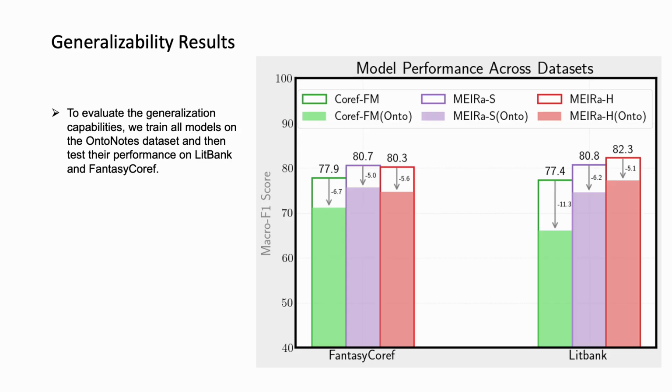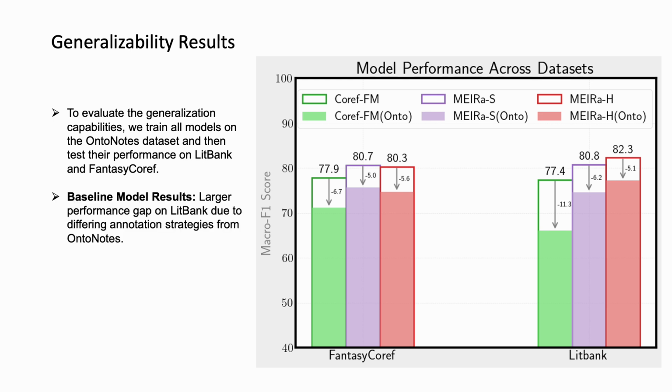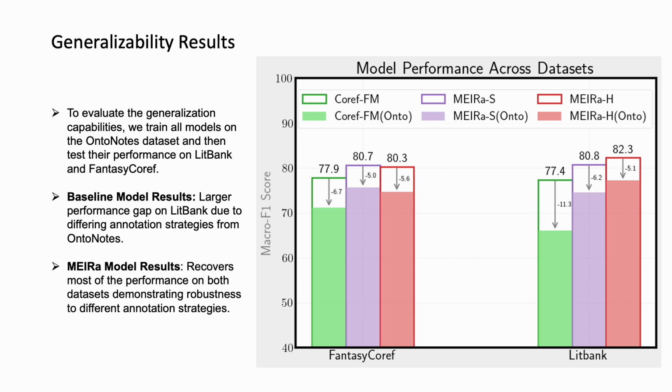To evaluate the generalizability of MIRA models, we compare their in-domain and out-of-domain performance. Towards this, we train all models on the OntoNotes dataset and then test their performance on LitBank and Fantasy Coref. The baseline models have a larger performance gap on LitBank due to their differing annotation strategies from OntoNotes. However, the MIRA models recover most of the performance on both datasets, demonstrating robustness to different annotation strategies.